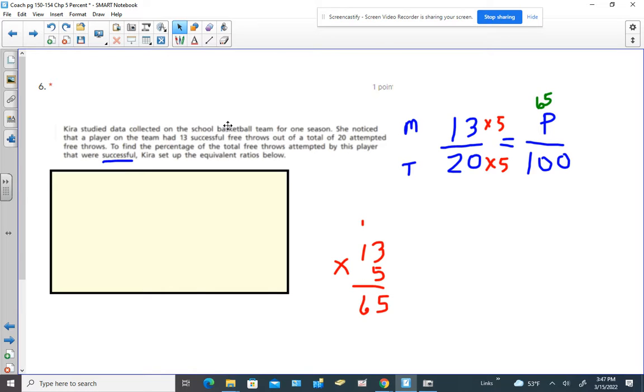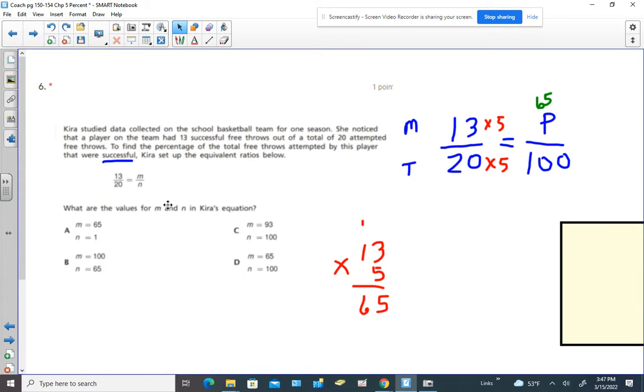Now let's go back and look how this is worded. What are the values for M and N? The M is in the position of P, so that's right here. And the N is in the position of 100, so N is going to be equal to 100. Look through the choices. This has N equaling 1, so that's a no. This has N equaling 65 when we have N is 100, so that's a no. This has N is 100, and so does this. So these two choices need to be looked at a little more carefully.